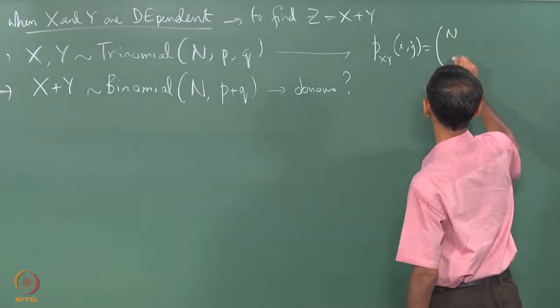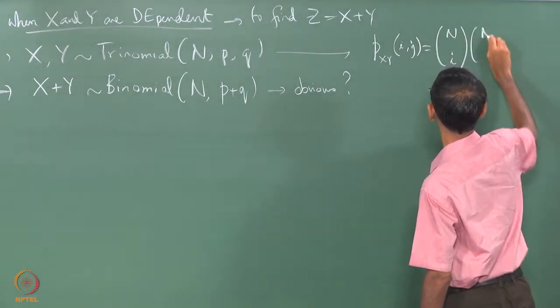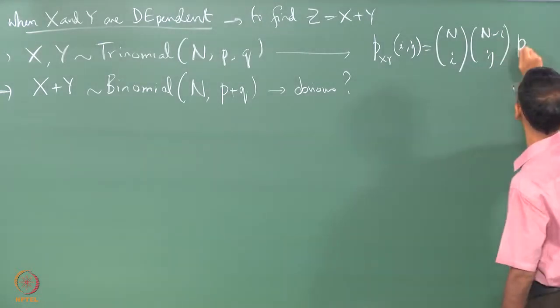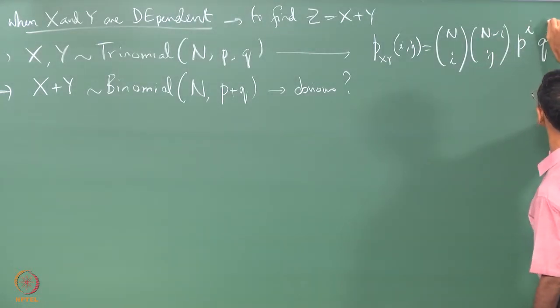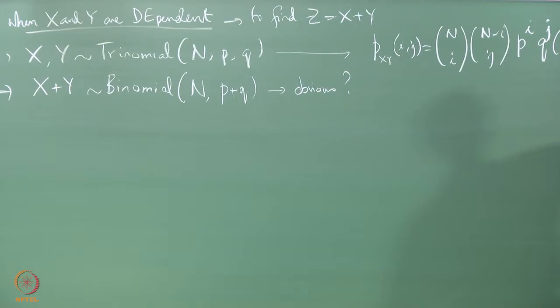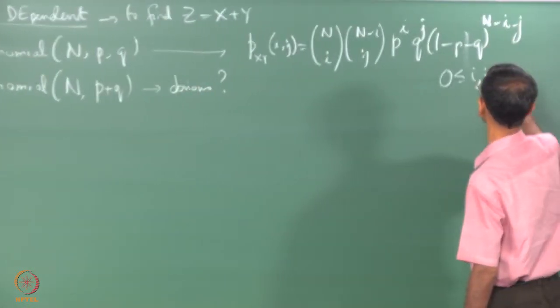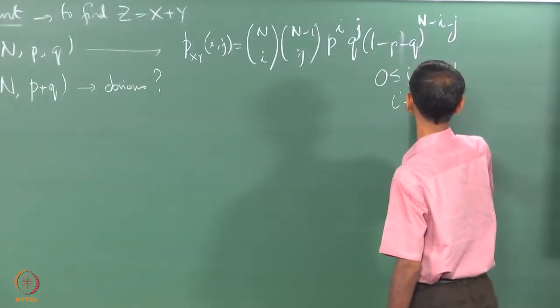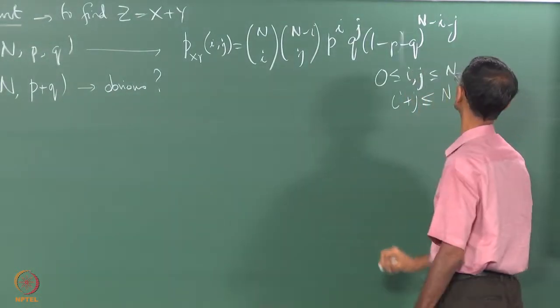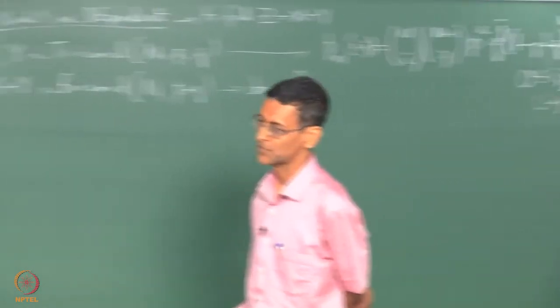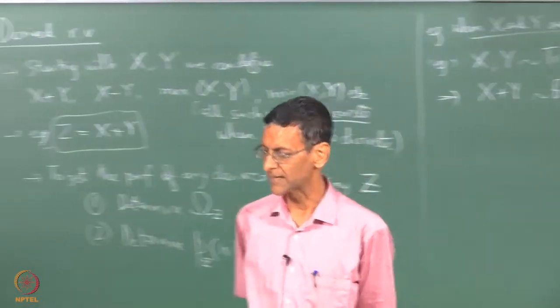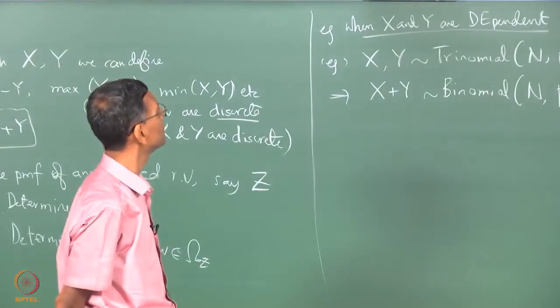n choose i, n minus i choose j, p to the power of i, q to the power of j, 1 minus p minus q to the power of n minus i minus j. So this is for 0 less than or equal to i, j, and i plus j is also less than or equal to n. So this is basically our starting PMF. So here x and y are both integer valued.